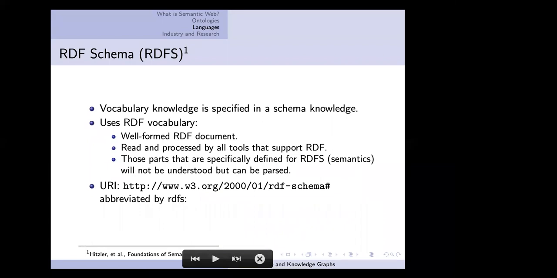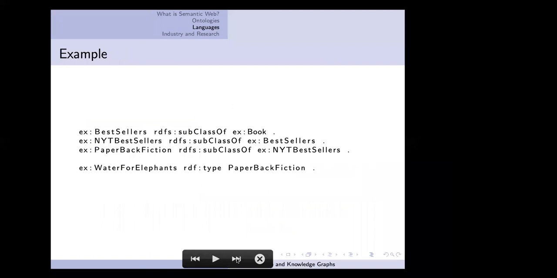Right, and then RDF schema, as I said, adds the actual meaning to the graph. So we are able to tell a machine what the graph actually means and how to make those connections. Right, so for example, here we could have different subclasses of each other, like in that case, books and New York Times bestsellers. And then if we say that Water for Elephants is of type paperback fiction, we could infer that it's a New York Times bestseller. We could infer that it's a bestseller at all, and as well that it's a book, because they're all subclasses of each other.